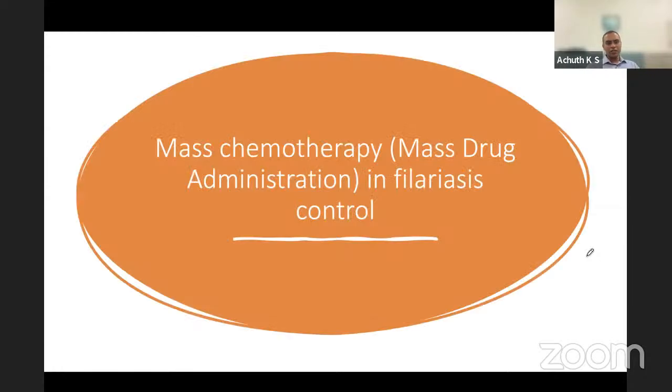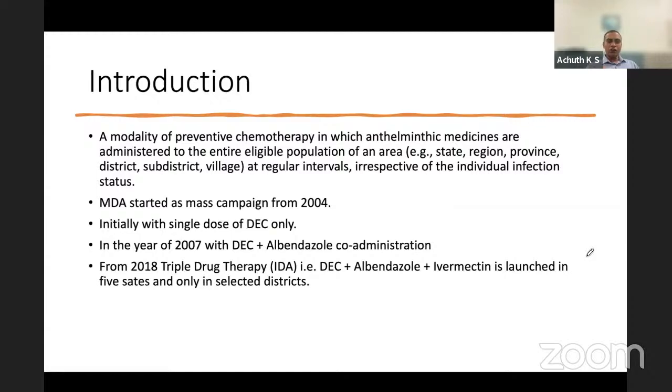Coming to the next question, that is mass drug administration in filariasis control. This is a modality of preventive chemotherapy. That means anti-helminthic medicines are administered to the entire population irrespective of their infection status at regular intervals. It was started in 2004. Initially, only one drug, diethylcarbamazine, was given. In 2007, it was given with albendazole.